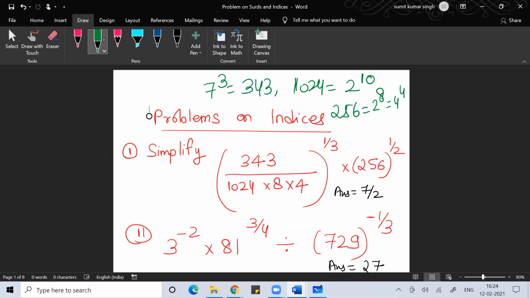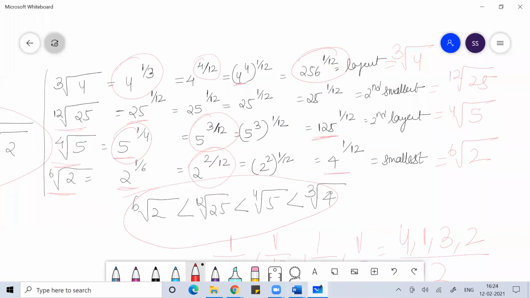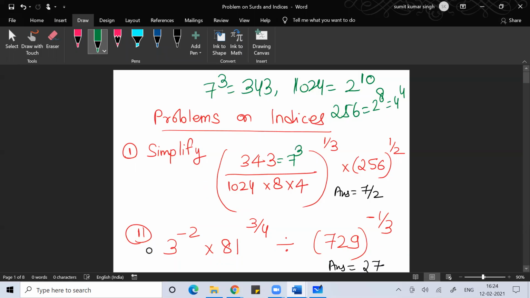This is very easy. This is 7 to the power 3. This is 2 to the power 10. This is 2 to the power 3. This is 2 to the power 2. This is 16 to the power 2. So if you solve this cube root, you will get 2 to the power 15. So if you solve this, you will get 7 by 2 to the power 5, which means 32 into 16. You will get 7 by 2.